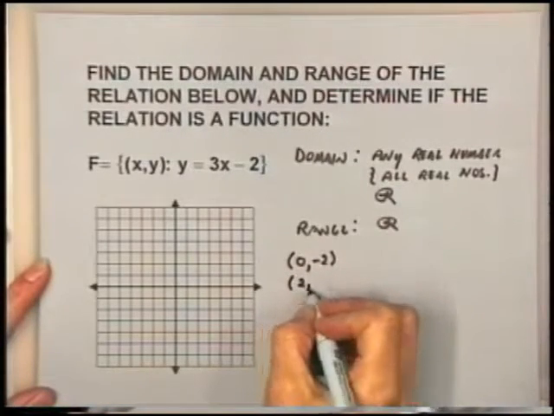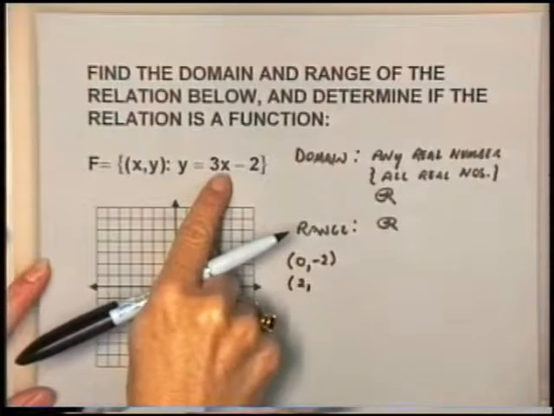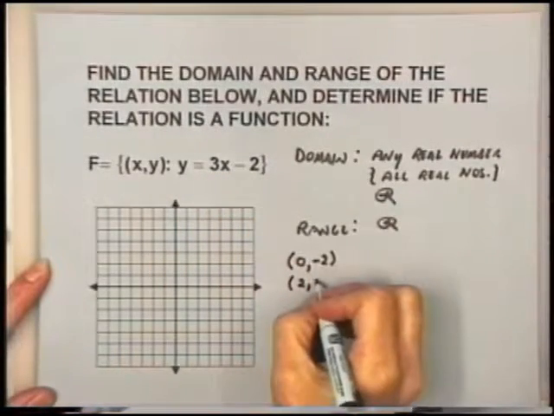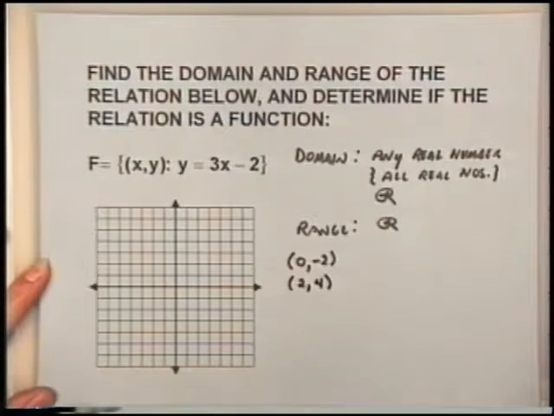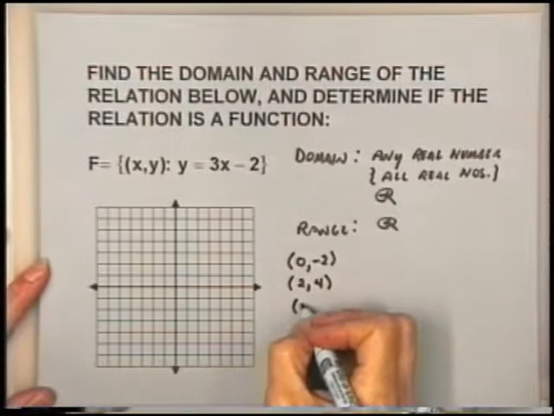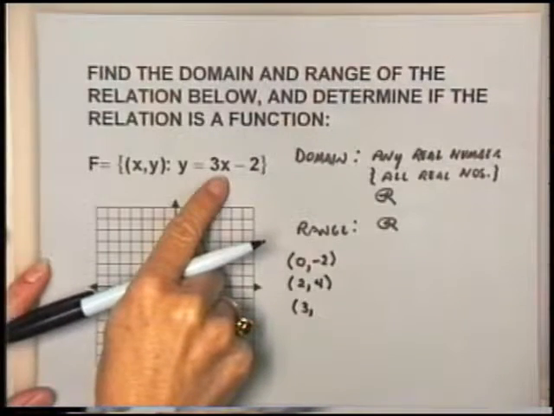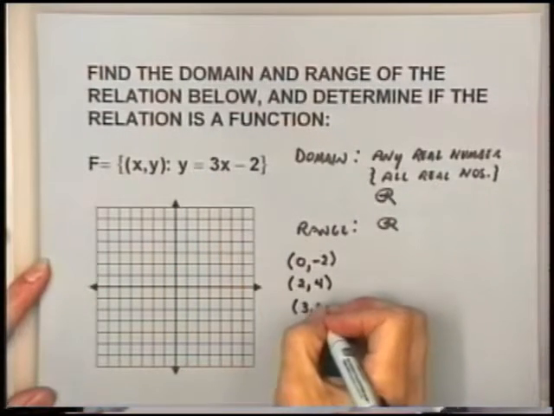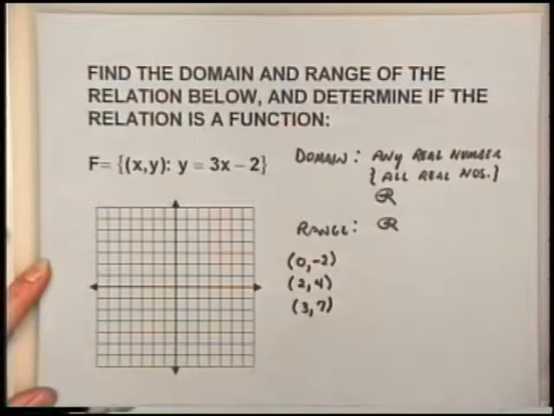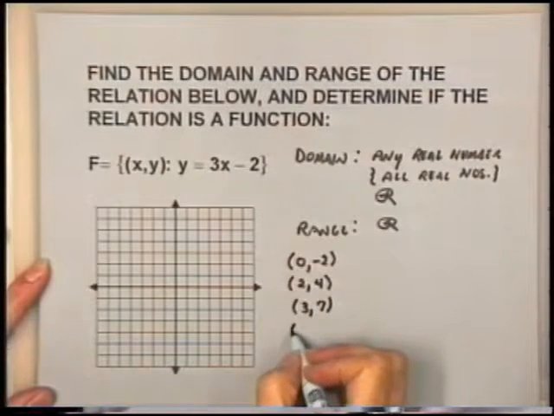Suppose I choose x to be 2. Well, putting a 2 in for x, 3 times 2 is 6. 6 subtract 2 gives me 4. Again, I'm only going to get that one solution whenever I choose x to be 2. Let's choose x to be, let's say, 3. 3 times 3 is 9. 9 subtract 2 gives me 7. Again, I'm only getting one answer.